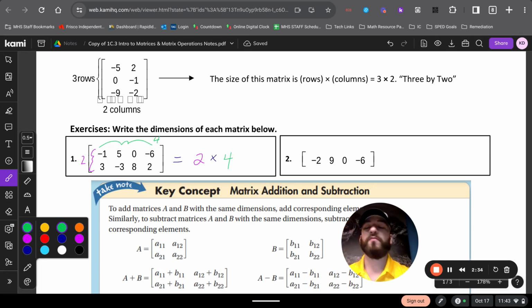Pretty straightforward. If you want to pause, you can for number 2, or you can just do number 2 with me real quick. So number 2, we notice right off the bat, we only have this one row. And then once again, we do have those 4 distinct numbers, so that's going to represent those 4 columns. So this would be a 1x4 matrix.